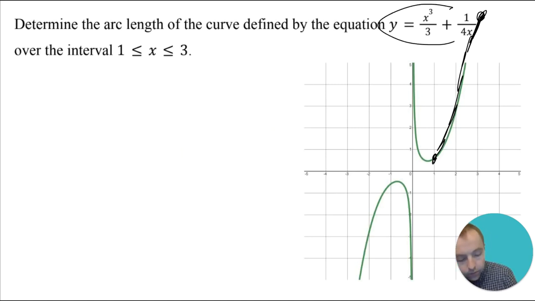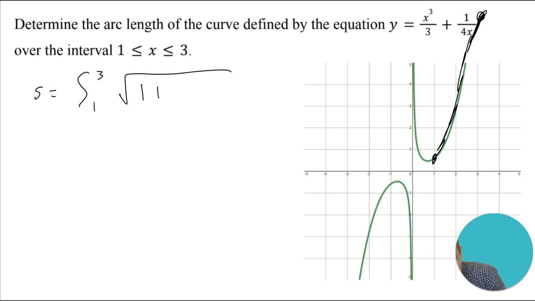So since we do have the function expressed in terms of x, and we know that it goes between 1 and 3, we can just set up our arc length integral with respect to x. So the arc length will be the integral from 1 to 3 of the square root of 1 plus the square of the derivative of our function. We're going to have to figure that out in a little bit, dx.